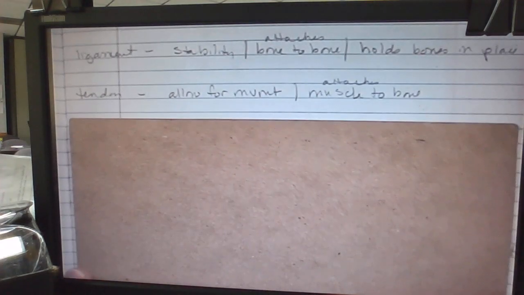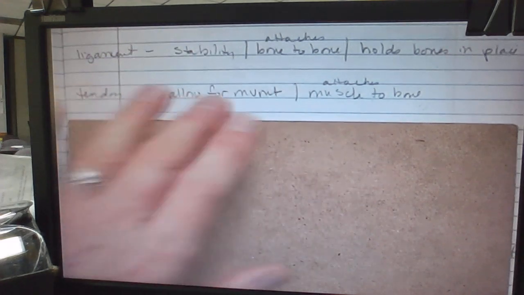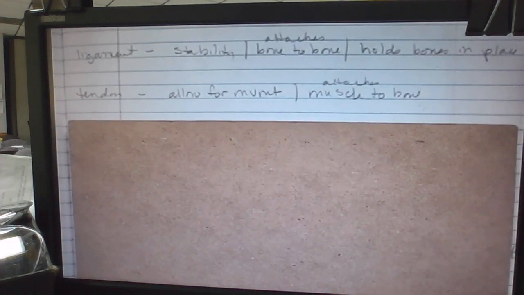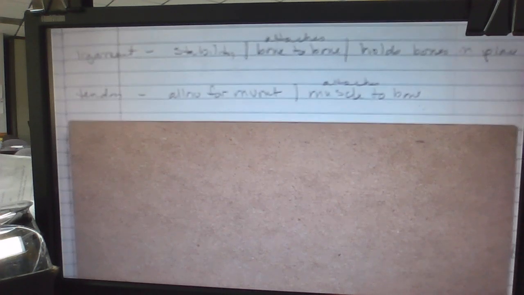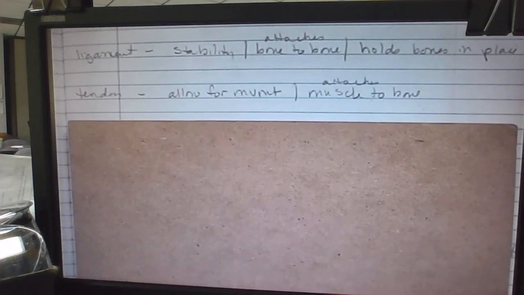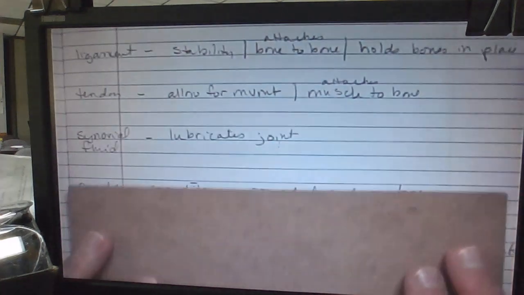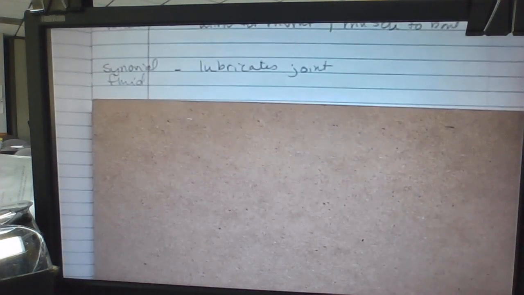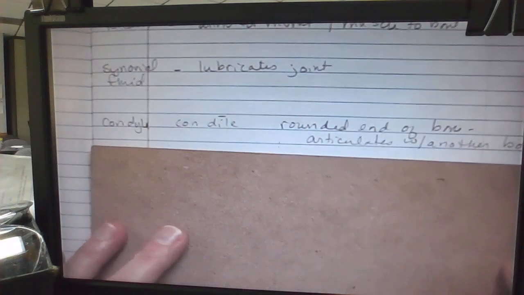Tendons attach muscle to bone. So ligaments help with stability. Tendons allow for more movement because that's where the bone and muscle come together. And in order to have movement of the entire organism, we need both the skeletal system and the muscular system. So tendons help to allow for movement. Tendons attach a muscle to a bone. Synovial fluid helps to lubricate joints.